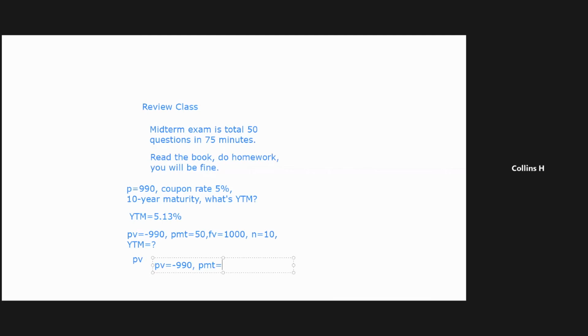50 but divided by 2. Right, 50 divided by 2, very good. Okay, so now what about the future payment, future value? Still 1,000. 1,000, yes, your money. Okay, so what about N? 20. N is 20, very good.